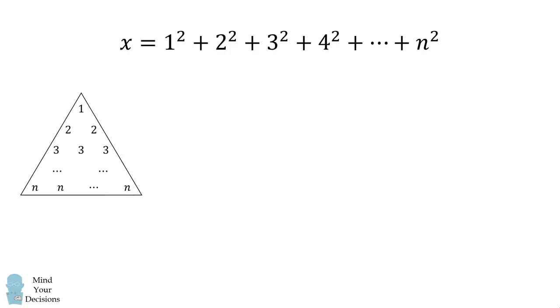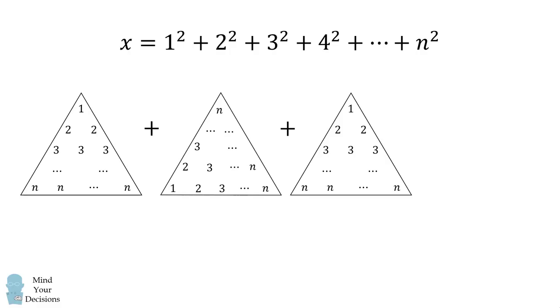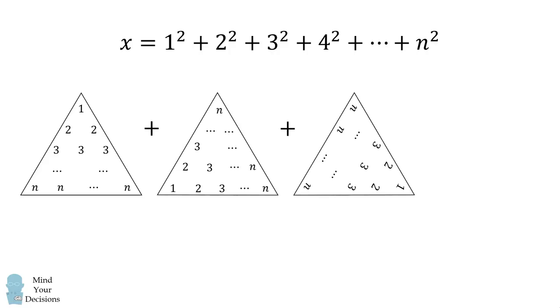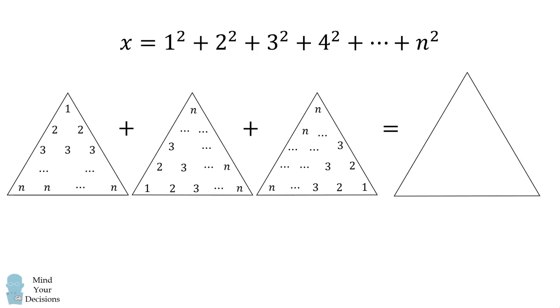Now here comes the trick. We'll add 2 copies of this triangle to itself. Here's one copy of the triangle, and we'll rotate it 120 degrees counterclockwise. We'll then add another copy, which is rotated 120 degrees clockwise. We'll now add up these triangles element by element. So first consider the very top element. We have 1, n, and n. The sum will be 2n plus 1. If we continue this, actually every single element in this new triangle will have a value of 2n plus 1.